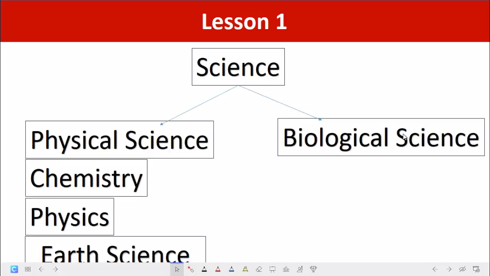About physical science. Science, of course, is a systematic search for facts and for logical explanation. So we have two branches of science, the physical science and the biological science. When you say biological science, those are living things. When you say physical science, it's composed of three: chemistry, physics, and earth science. But earth science is the topic when you're in grade 11, so therefore we'll focus on chemistry and physics.